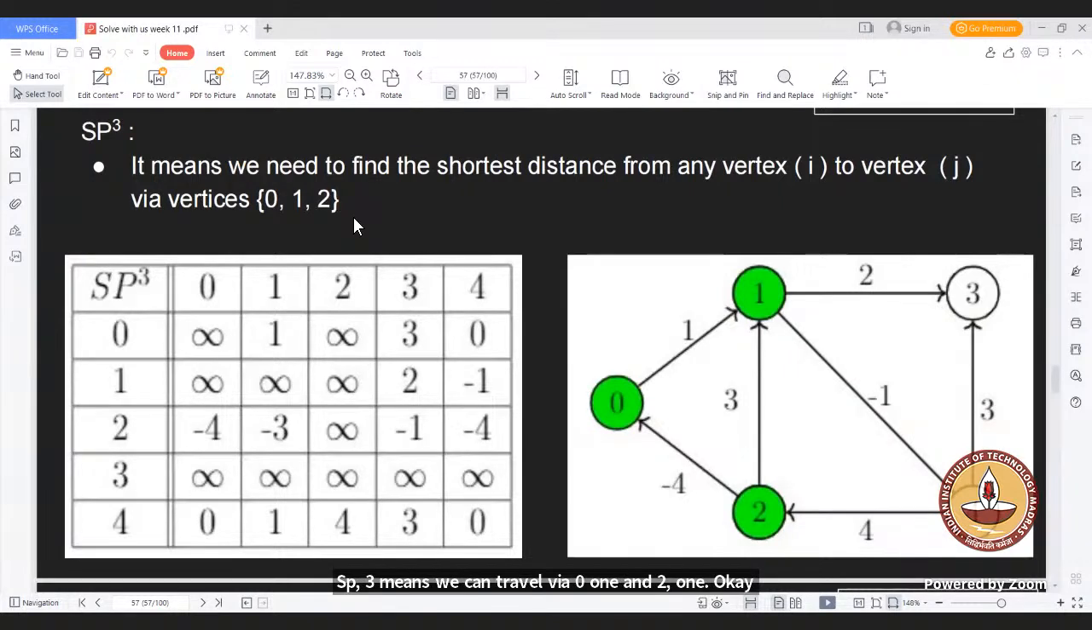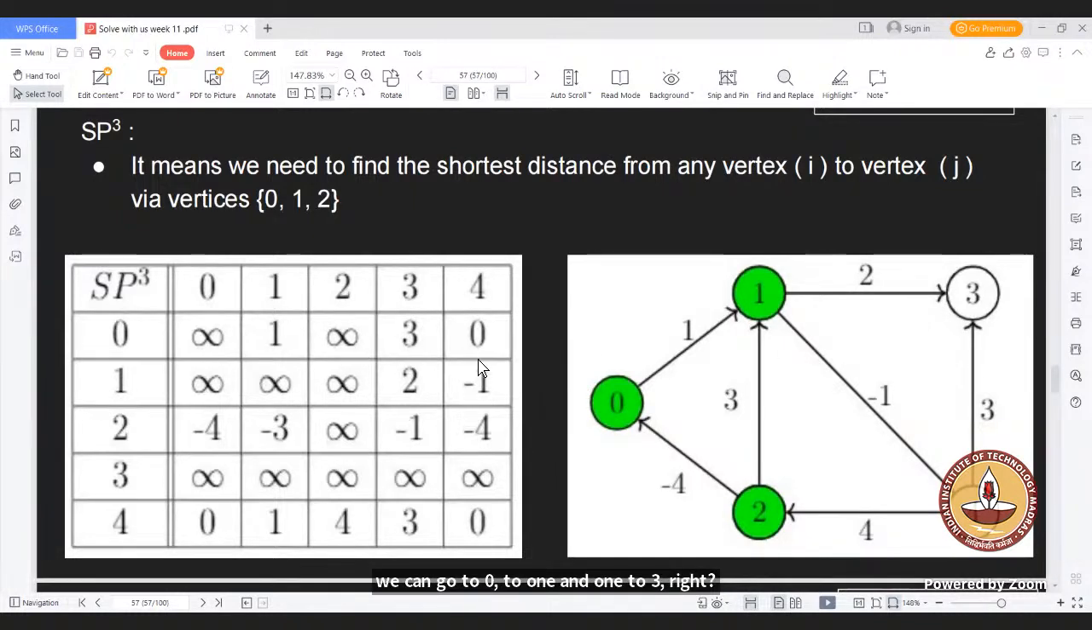Yes, sir. We can go via 0, 1 and 2 only. From this we can see that in SP3, 0 to 1 we can go because it is traveling via these 3 vertices. So 0 to 1 would be 1 only. For 0 to 3, like in SP, 0 to 1 and 1 to 3, right? It will be 3.